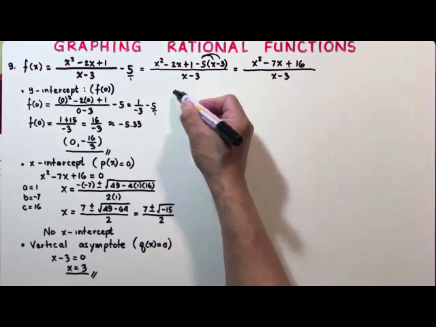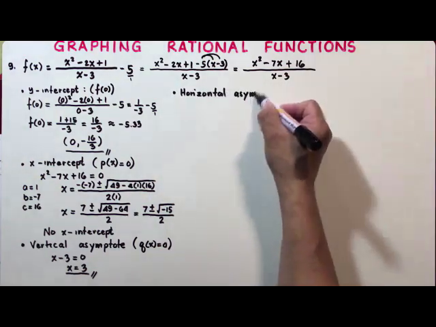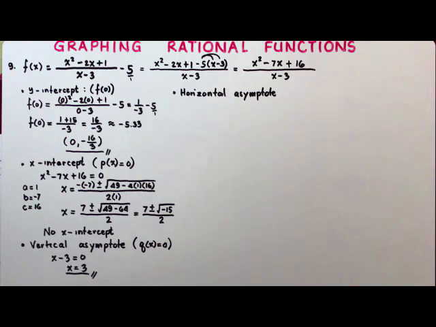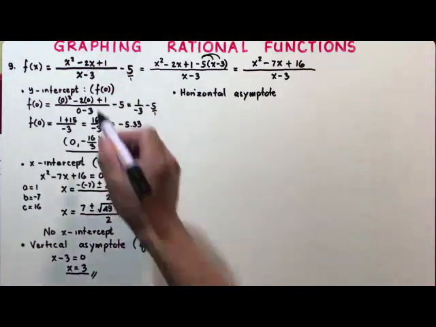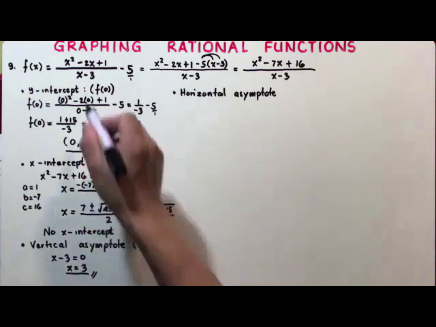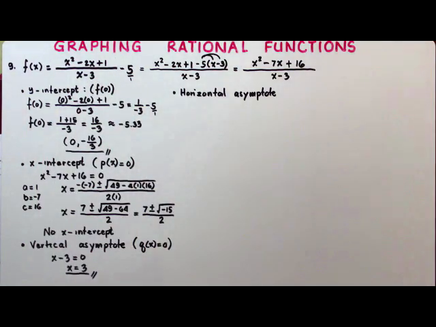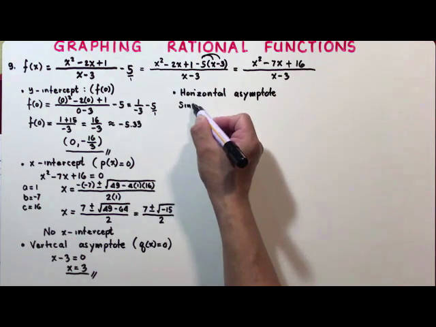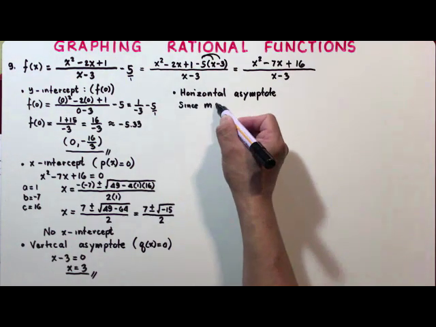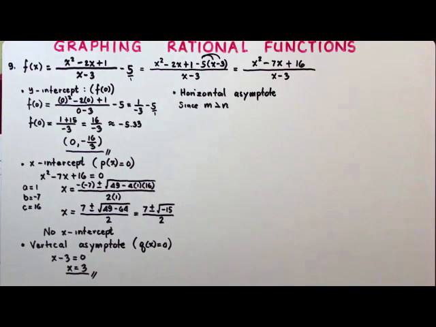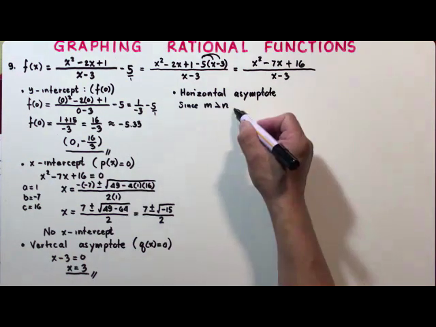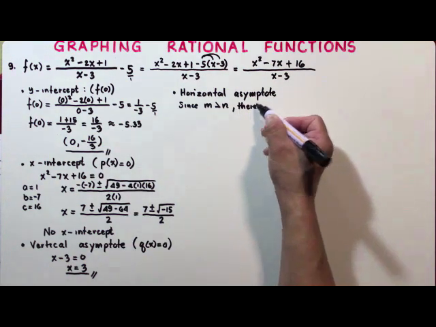horizontal asymptote. To find the horizontal asymptote, we compare the degree of the numerator with the degree of the denominator. And since our numerator has a degree of 2, which is more than the degree of the denominator, then there is no horizontal asymptote. So we write here, since the degree of the numerator, which is 2, is greater than the degree of the denominator, which is 1, then there is no horizontal asymptote.